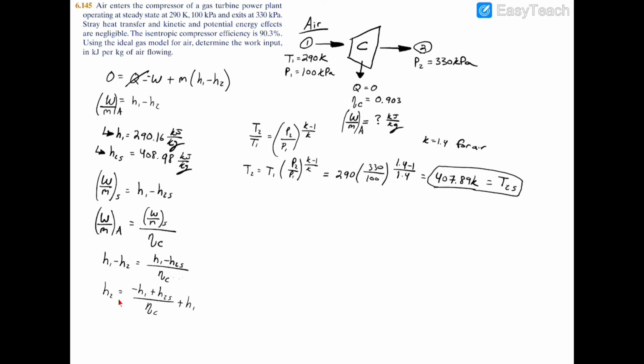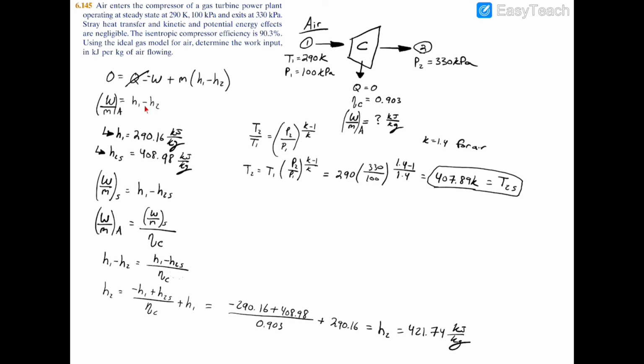I did some simple rearrangements to find H2, because we're going to need H2 in order to find the actual work. Now we can plug in what we have. We have negative H1, and H1 was 290.16, so negative 290.16 plus H2S, which is 408.98 kilojoules per kilogram. Divide that by the isentropic efficiency, which doesn't hold a unit, but it's 0.903, which is 90.3%. And we add H1, which once again is 290.16 kilojoules per kilogram. If you plug this into your calculator, you'll have that H2 equals 421.74 kilojoules per kilogram.